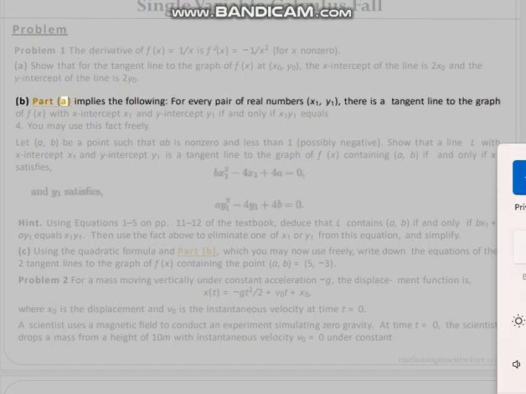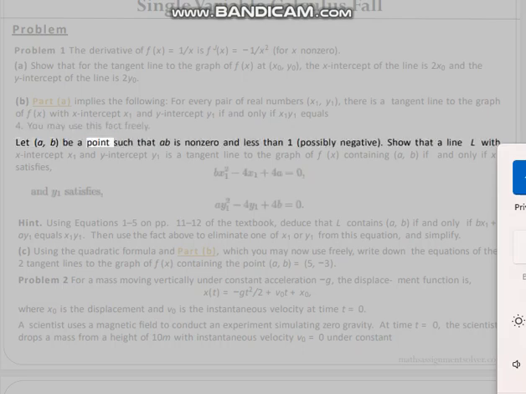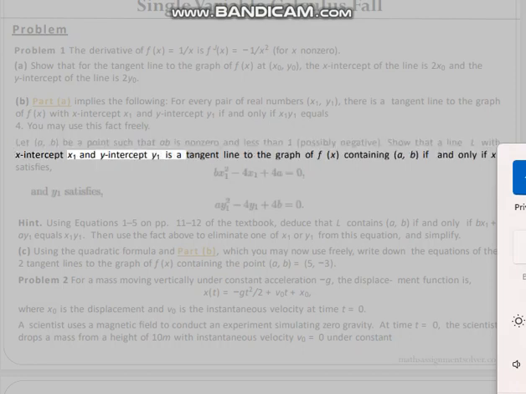B. Part A implies the following. For every pair of real numbers (x1, y1), there is a tangent line to the graph of f(x) with x-intercept x1 and y-intercept y1 if and only if x1 y1 equals 4. You may use this fact freely. Let (a, b) be a point such that ab is non-zero and less than 1, possibly negative. Show that a line L with x-intercept x1 and y-intercept y1 is a tangent line to the graph of f(x) containing (a, b) if and only if x1 satisfies the given equation.